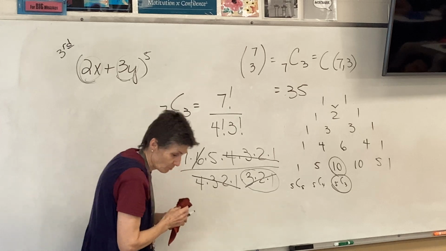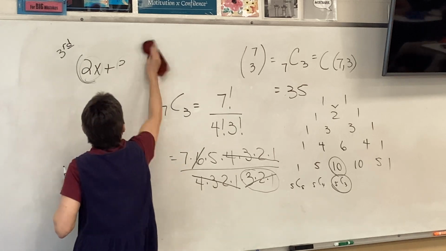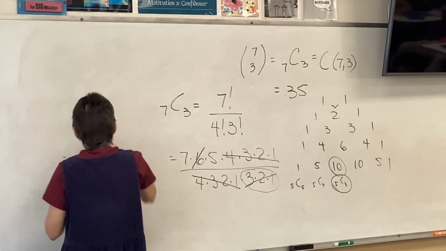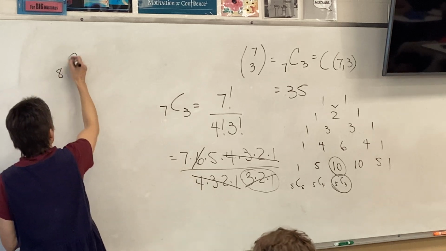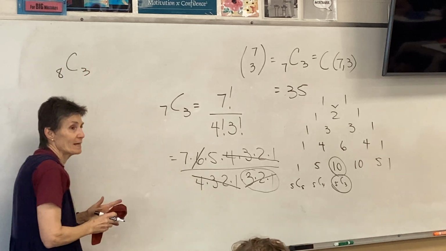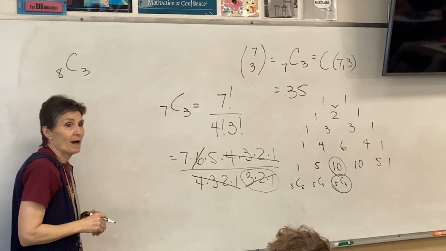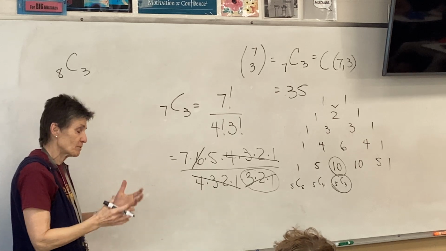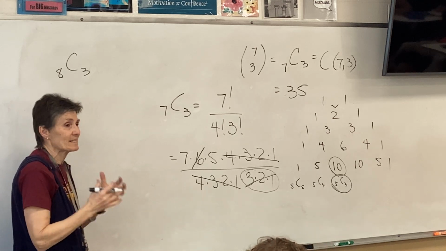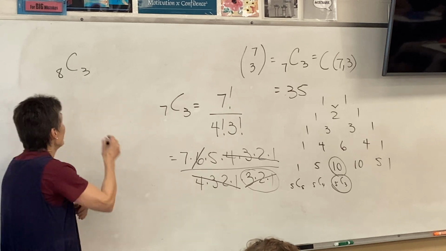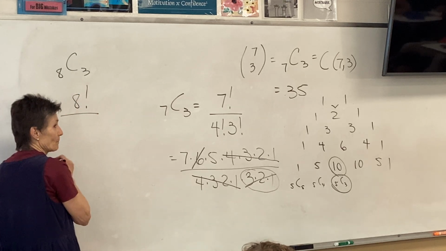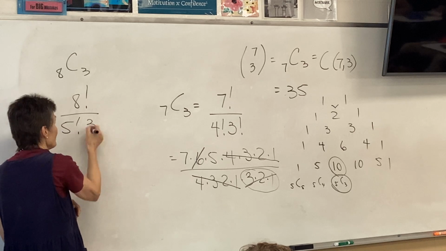Okay, let's try another one. 8C3. What will be the setup? Test day, there will be one problem you have to do by hand. So, obviously you can check it on your calculator, but you have to show me your work. So what is 8C3 going to look like? 8 factorial over 5 factorial, 3 factorial?